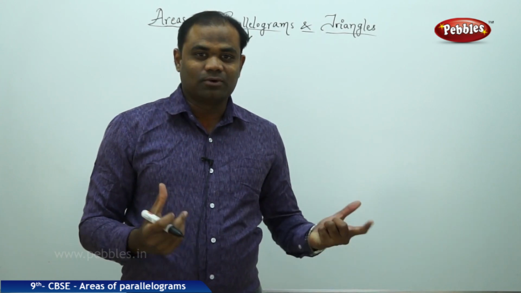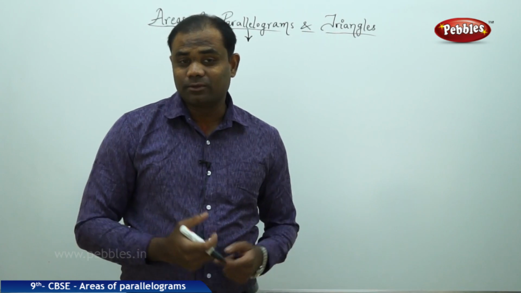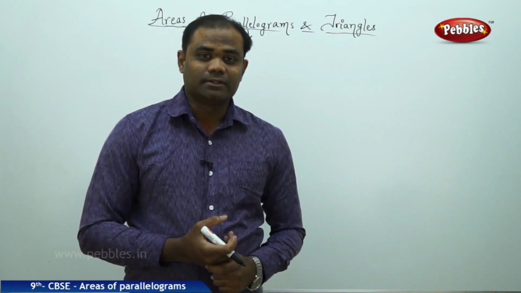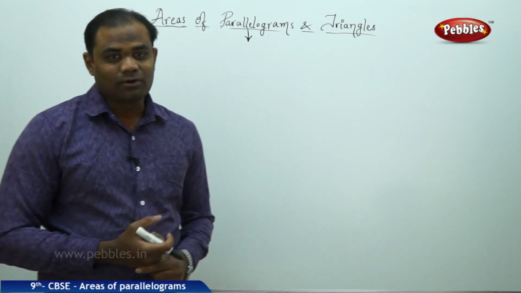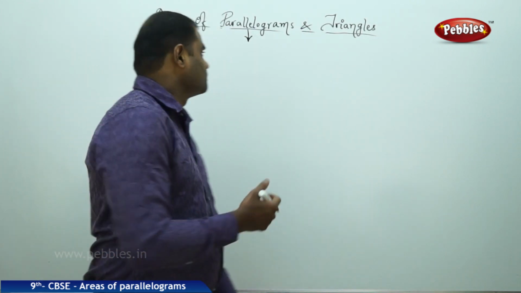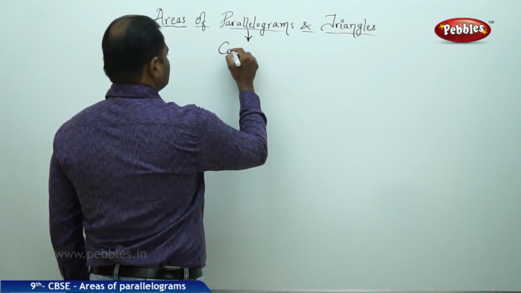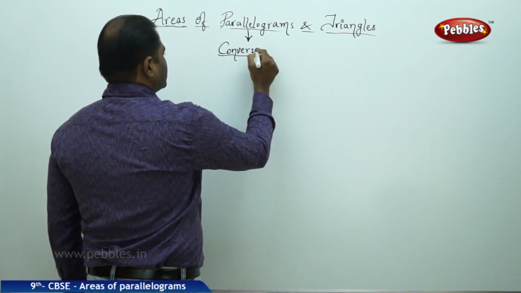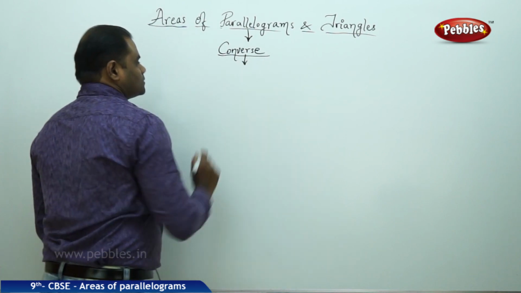Now let's come back to the converse of the previous property. Triangles on the same base and between the same parallels are equal in area. And parallelograms on the same base and between the same parallels are equal in area. Now the converse of that theorem. So how do we define the converse? Let's state the converse.